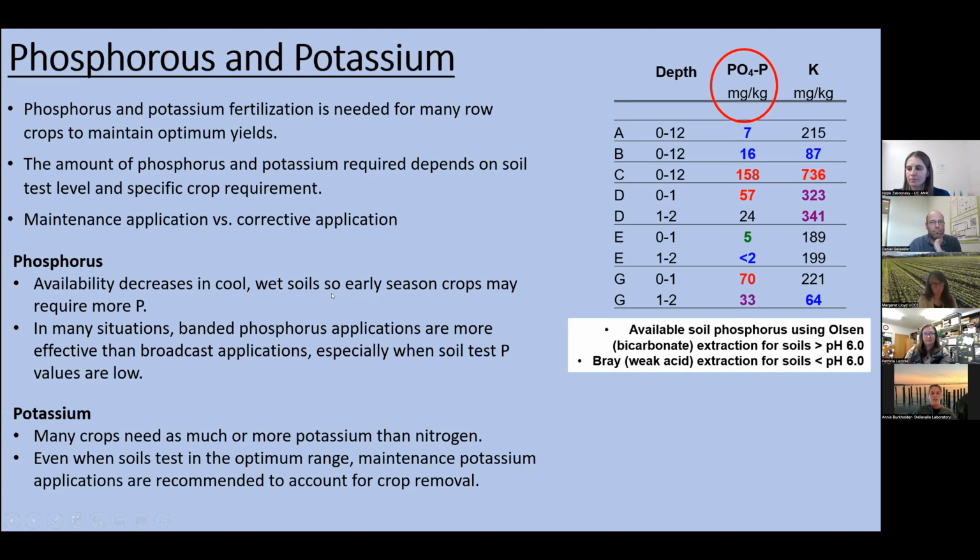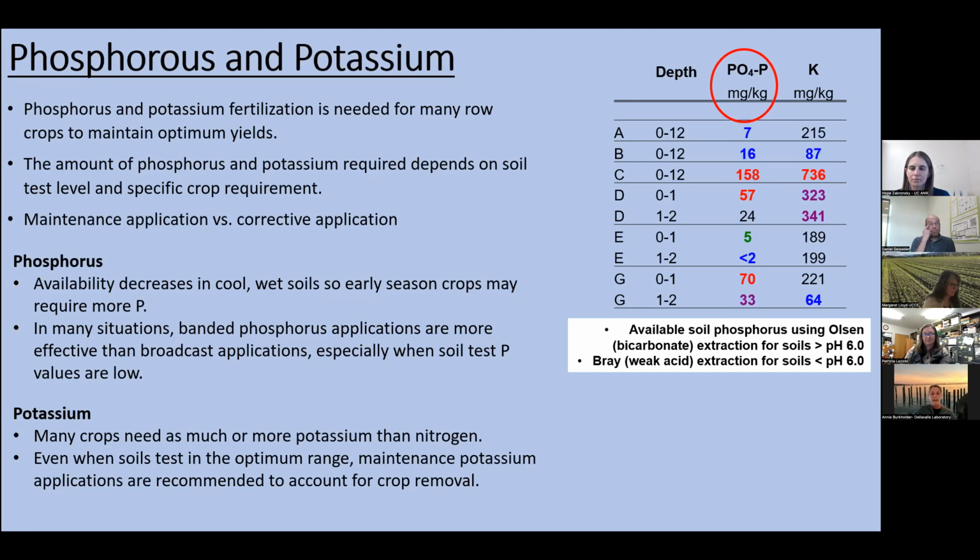A couple of other notes: phosphorus availability decreases in cool and wet soils. So if you're growing an early season crop, you might need more phosphorus. And when phosphorus is low, banded applications may be more affected.